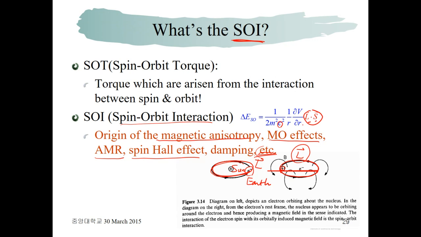And also, this potential gradient is important. It means if there is no potential gradient, then this spin-orbit coupling goes to zero. So the essential ingredients are the angular momentum and the potential gradient.